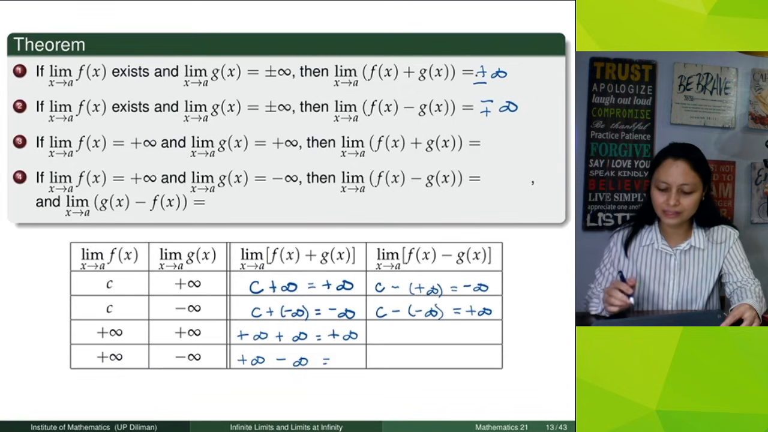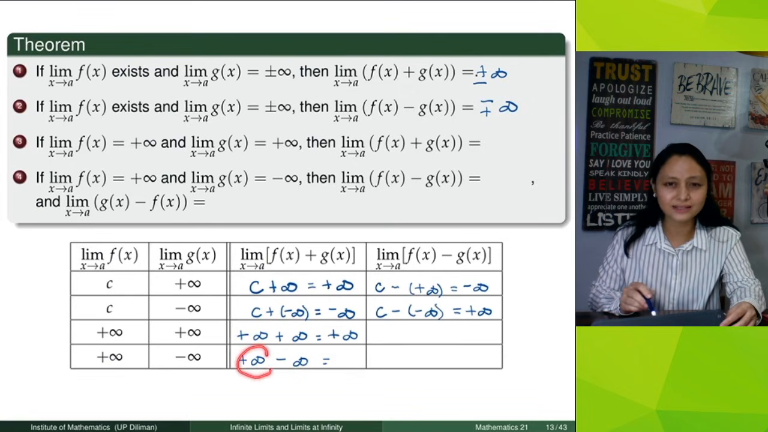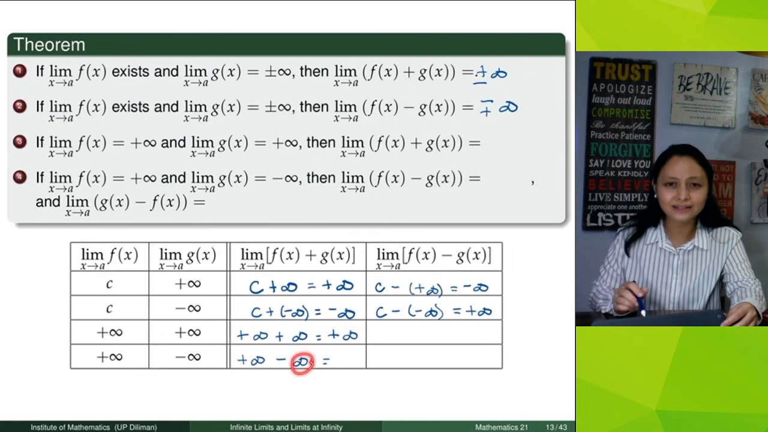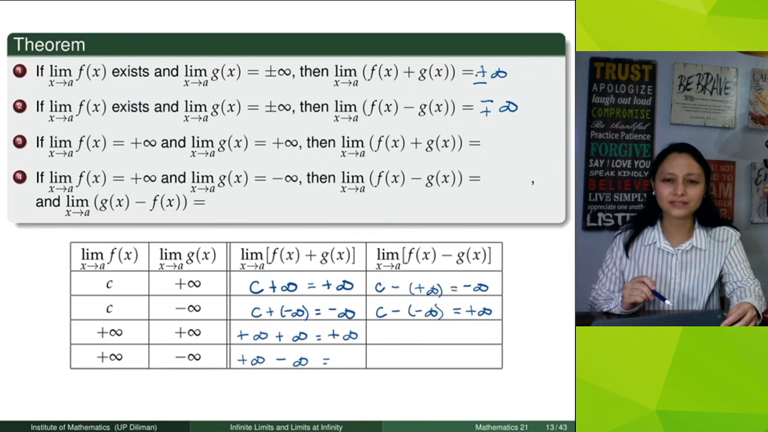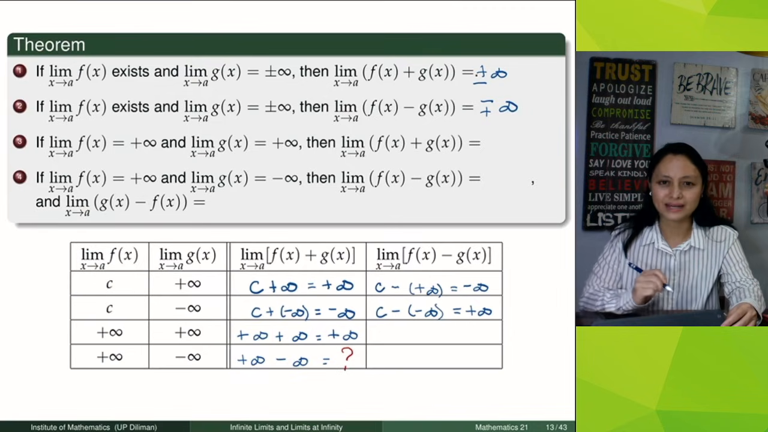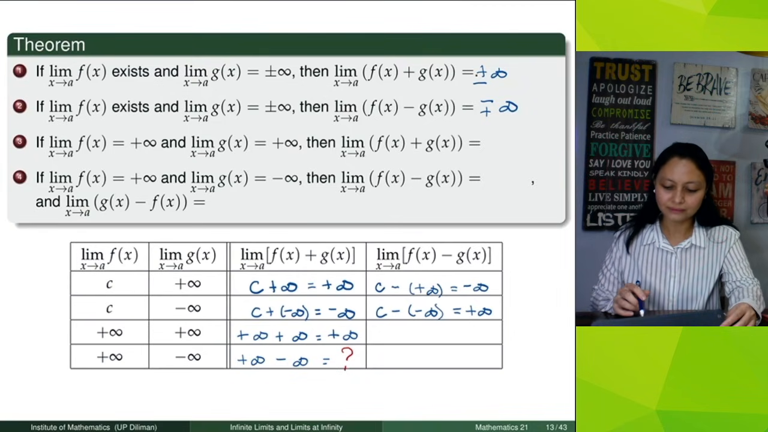Okay? What is that equal to? Which infinity is greater? This infinity or this infinity? If this infinity is greater, magiging positive infinity yan. If this infinity is greater, this should be equal to negative infinity. But which infinity is greater? Iwan muna natin to. Sasagutin natin siya mamaya. Okay?